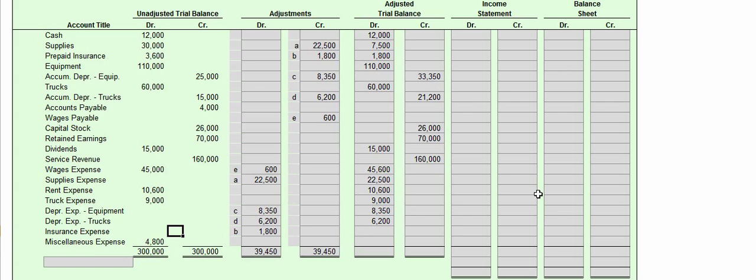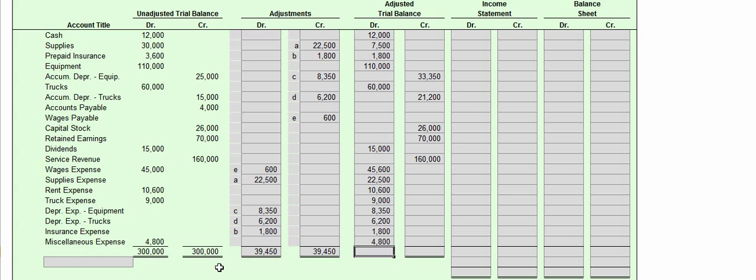Okay, same situation with insurance expense, no beginning balance. Debit adjustment for $1,800 makes our debit balance $1,800. And then miscellaneous expense, a debit balance on the unadjusted trial balance for $4,800. No adjustment. That makes our debit balance $4,800.